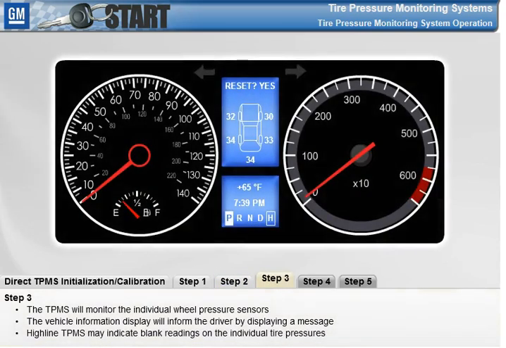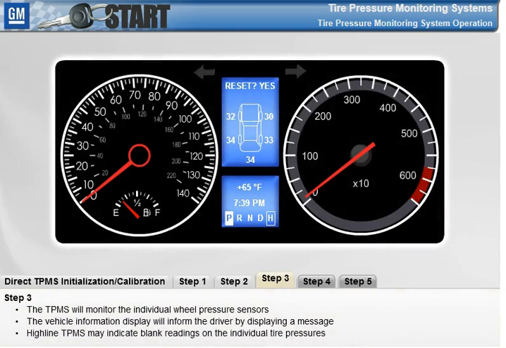Now in calibration mode, the TPMS will begin to monitor the individual wheel pressure sensors. Generally, the vehicle information display will inform the driver that the TPMS is monitoring sensors by displaying a message. Vehicles equipped with a Highline TPMS may inform the driver by displaying blank readings on the individual tire pressures.